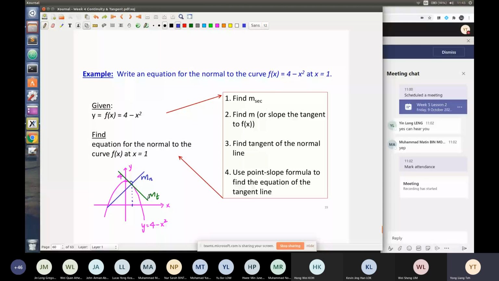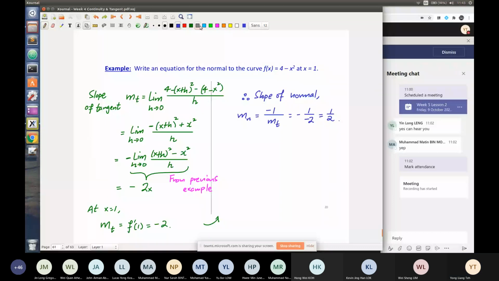Once we get that, then we can just use the point slope form. Wait, I need to find what is my y at x equals 1. So y is equivalent to f of 1, which is 4 minus 1 squared, so hence that is 3. Then use point slope form. Then we get y minus y1, where y1 is just 3.